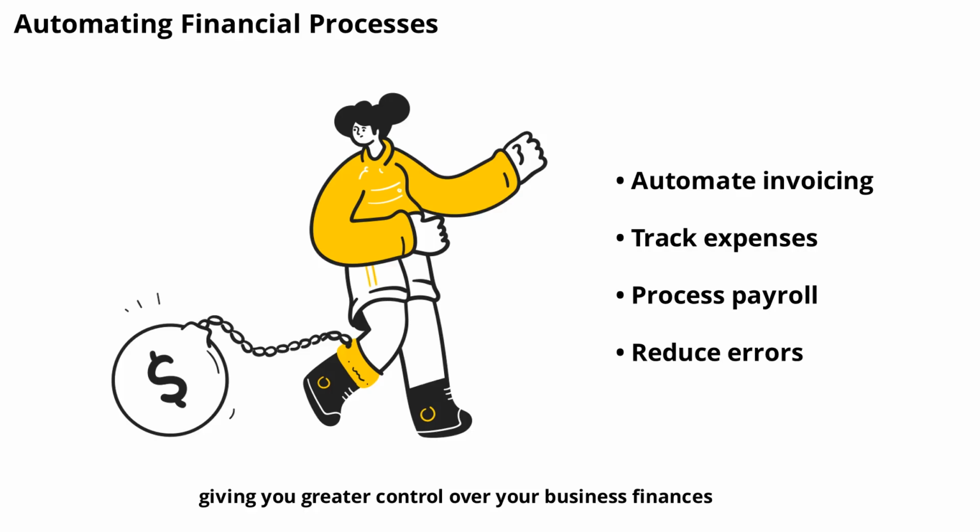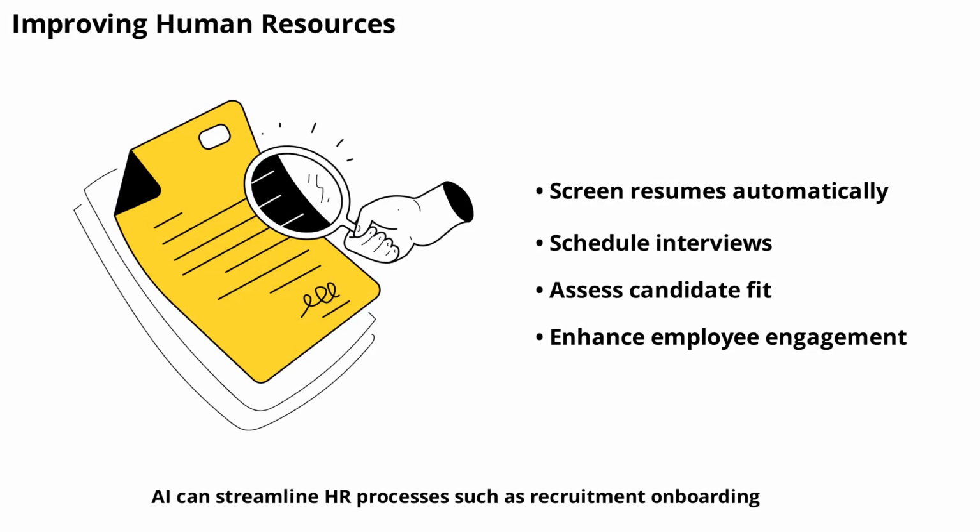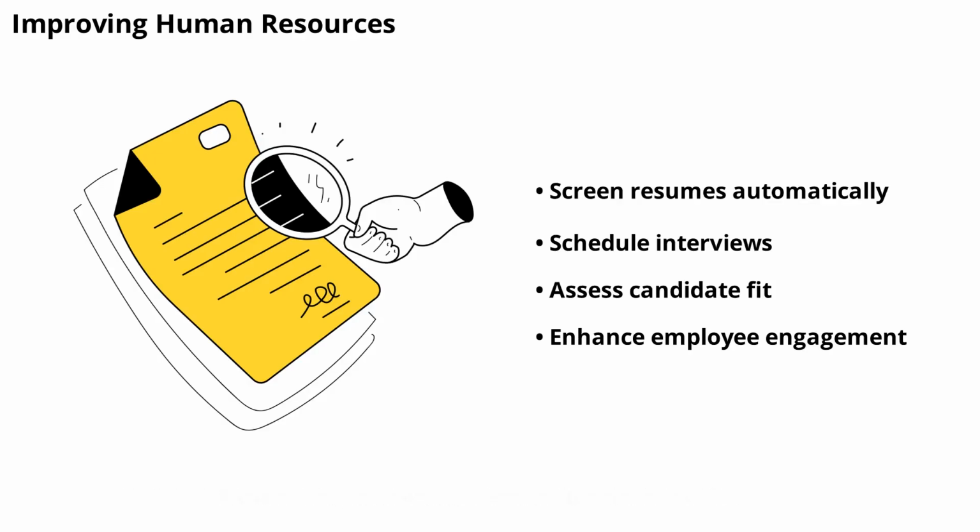AI can streamline HR processes such as recruitment, onboarding, and performance management. AI-powered platforms can screen resumes, schedule interviews, and even assess candidate fit using data-driven insights. This speeds up hiring and ensures you find the best talent for your business. Automation also helps HR teams focus on employee engagement and development.